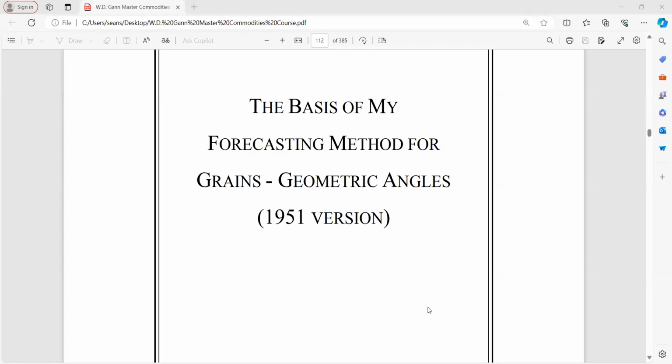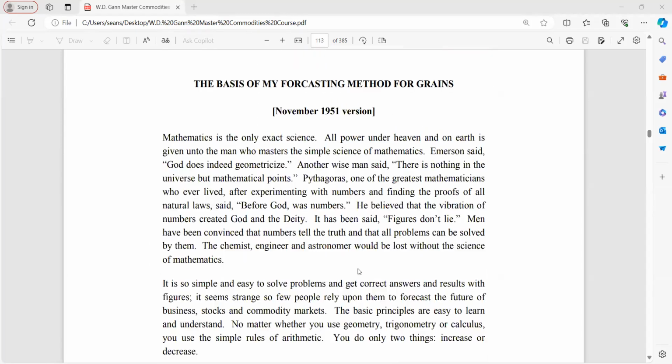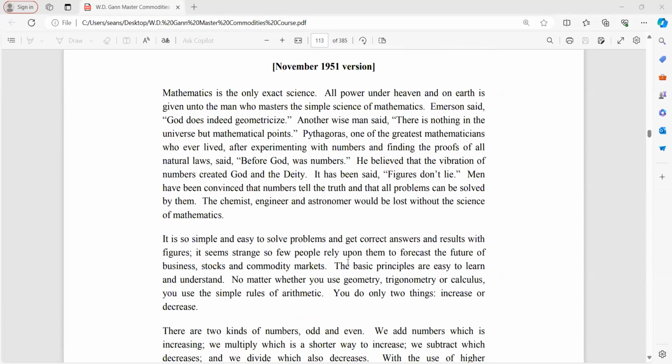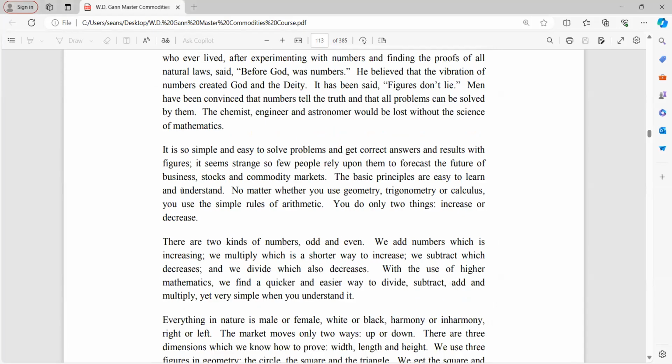Great. So Gann says here, the basis of my forecasting method for grains: geometric angles. So you'll see that what geometric angles do, he'll talk about it, they divide time and price proportionately, right? And then we're going to try and understand today why that's important. So we'll just jump to the second paragraph here.